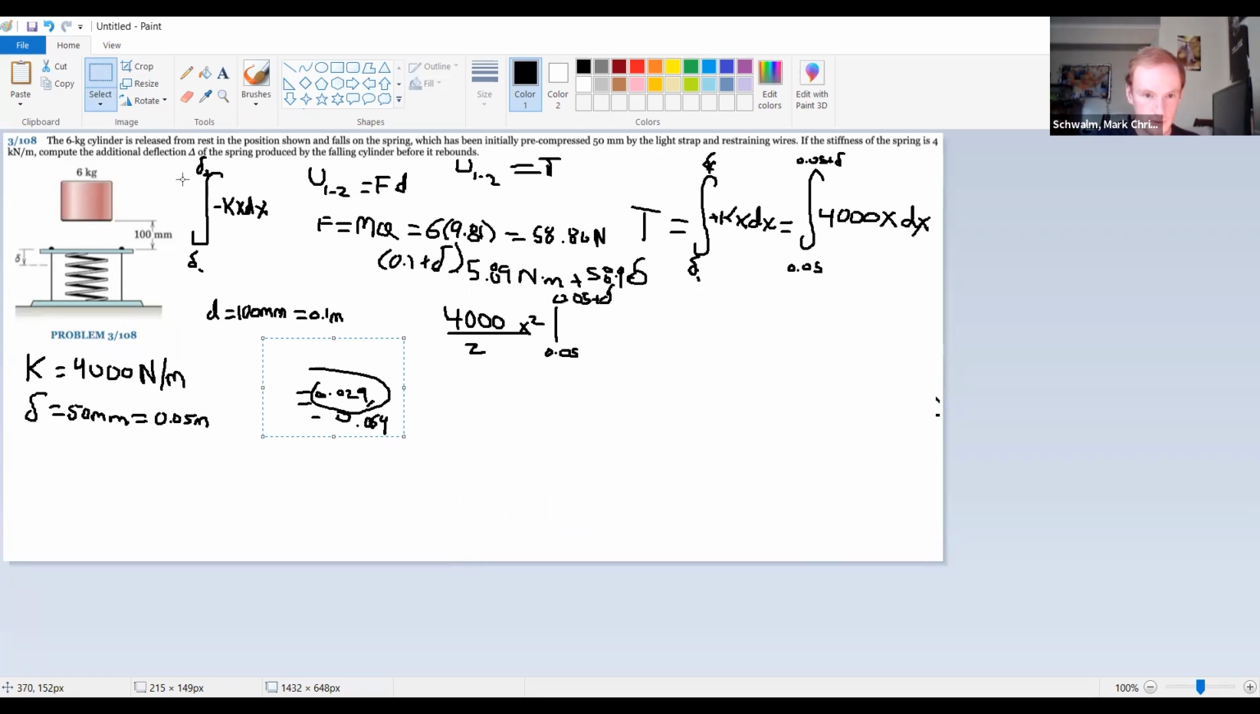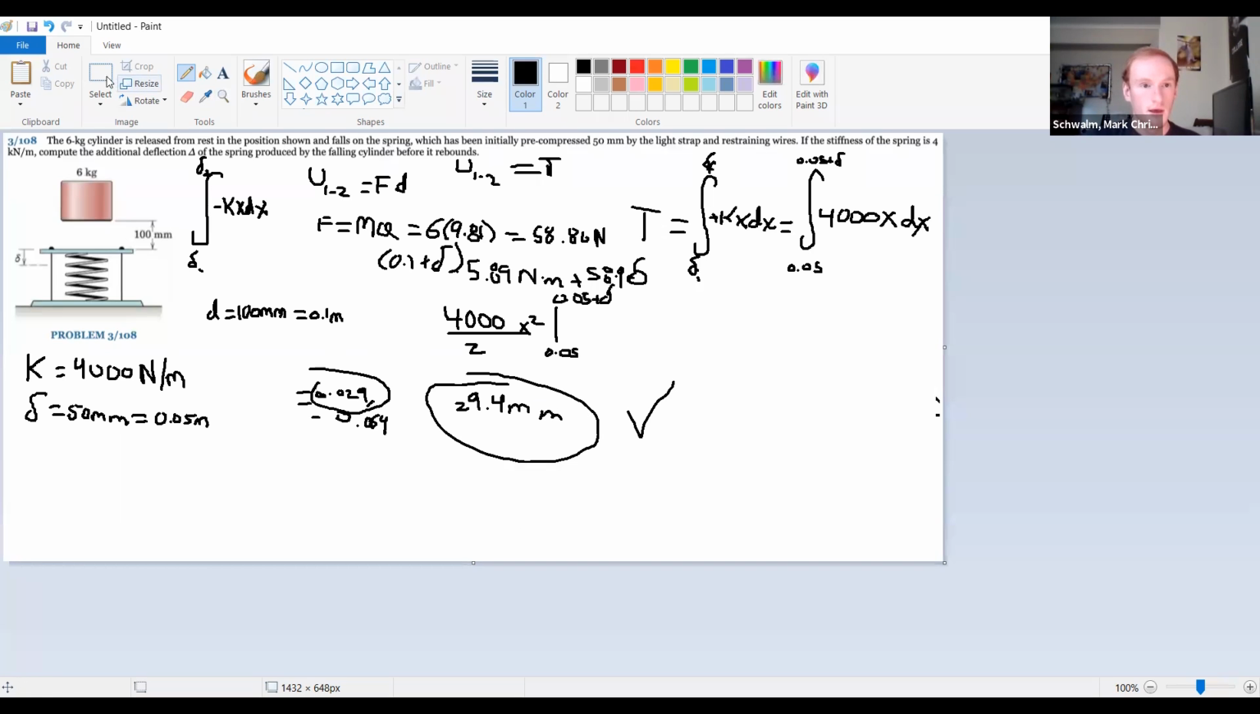Which can also be written in millimeters as 29.4 millimeters. All right, so that is the final answer for this one. Heyo. Okay, and we will move on to the next problem now.